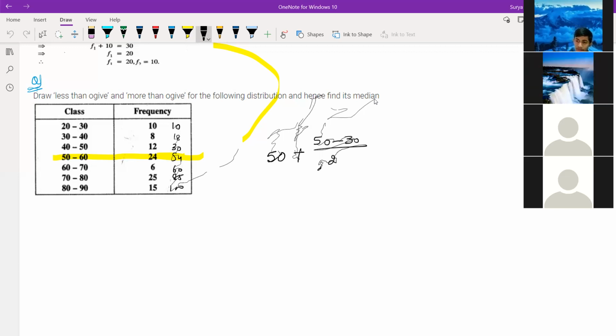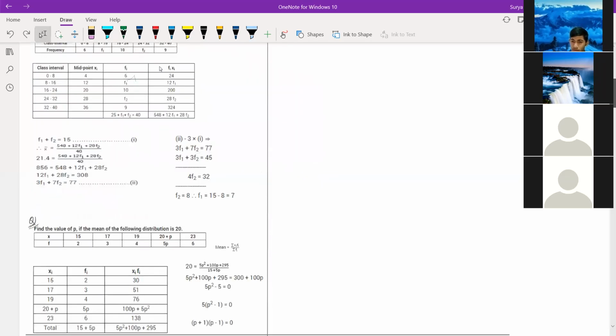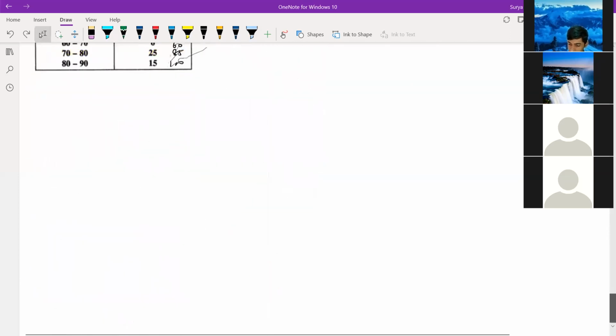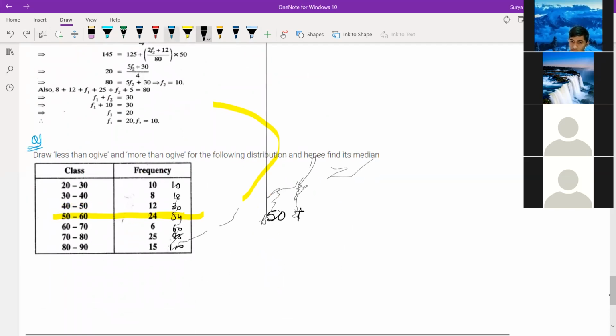Sir, I'm getting 76 point something. You are getting 76 point something. Sir, I found the mistake. It's not 76, it's 58 point something. Did you do it by graph, Drishi? Or by the normal method formula? Sir, by the normal method. Okay.